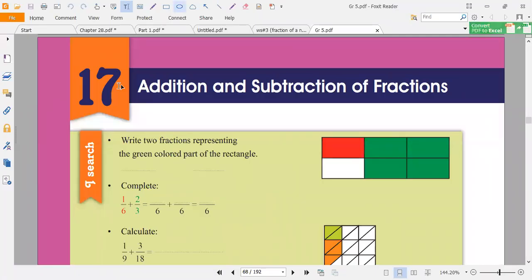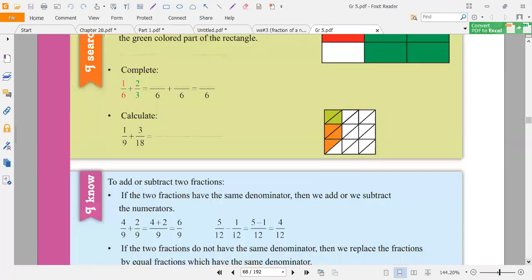Hello, in this video we'll talk about a new chapter, chapter 17, addition and subtraction of fractions. Let's see how to add or subtract two fractions.